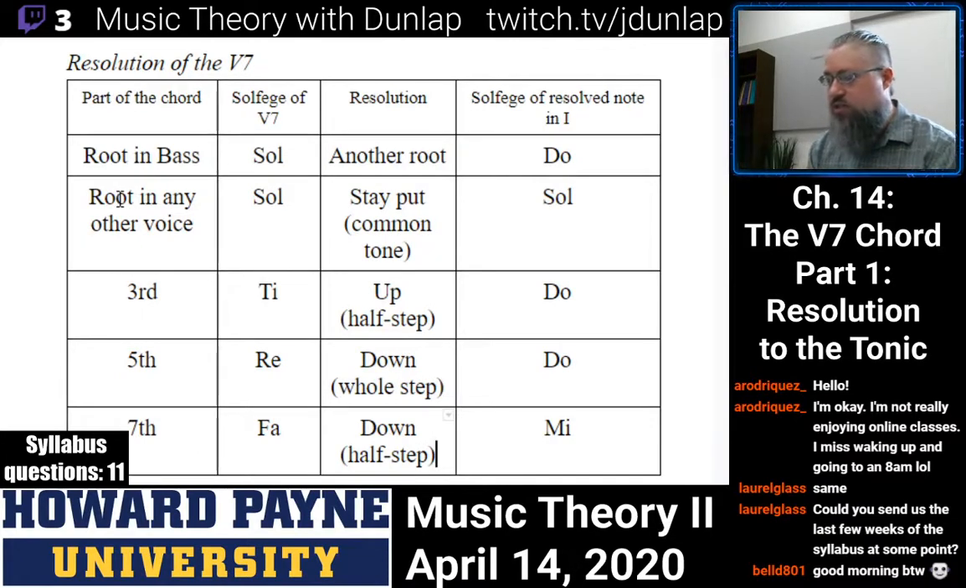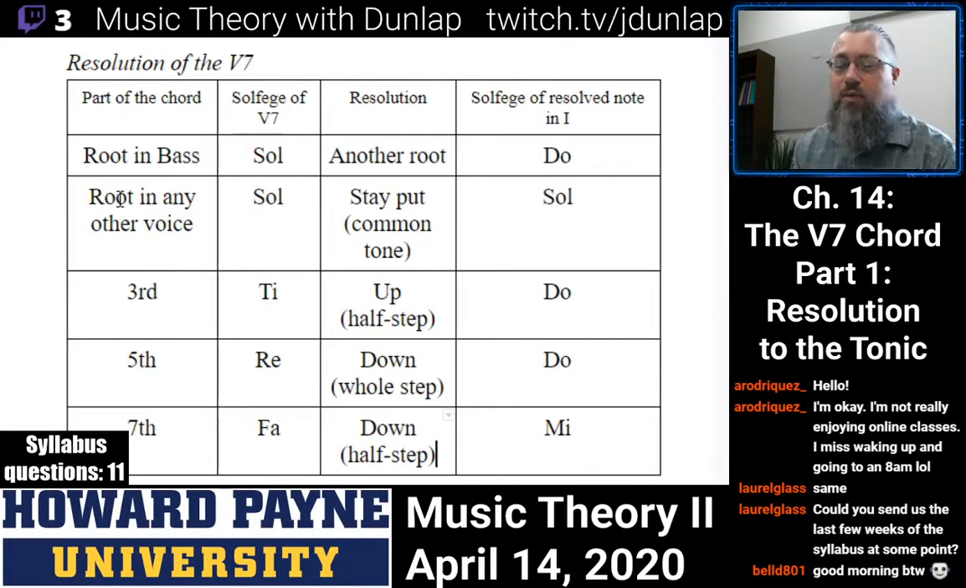And then that means that scale degree 5, or sol, stays as scale degree 5, which is sol. The third of the chord is the leading tone, which is Ti, and that means it wants to lead to Do via half step. And then Re also wants to find Do via downward whole step. And then the seventh is Fa, which means it's going to lead via half step downward to Mi.